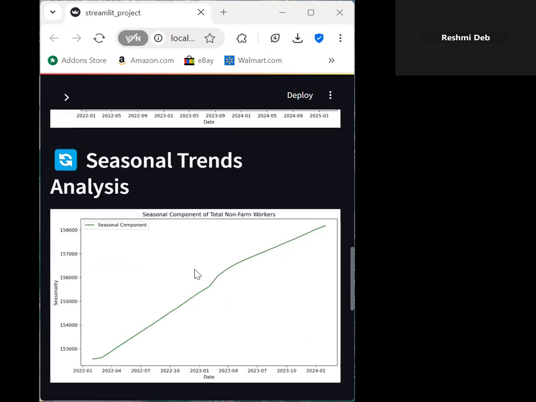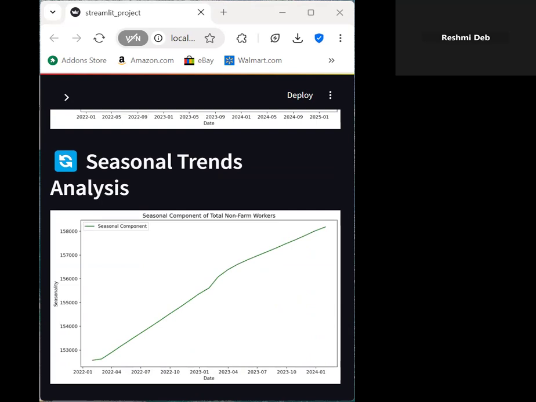Next, we move to seasonal trend analysis. In this, it shows an upward trend. So there is a clear upward trend, which means there is seasonal fluctuation in non-farm employment. So seasonal fluctuations in non-farm employment are increasing over the period of time.